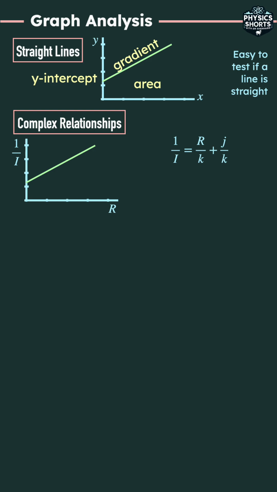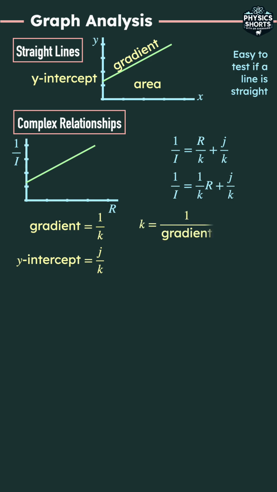First, put the equation into the form y equals mx plus c. This one's just a tiny rearrangement. 1 over I equals 1 over k r plus j over k. And plotting 1 over I on the y-axis and r on the x-axis, this makes the gradient equal to 1 over k and the y-intercept equal to j over k. And this makes it easy from the graph to find the values of k and then j.